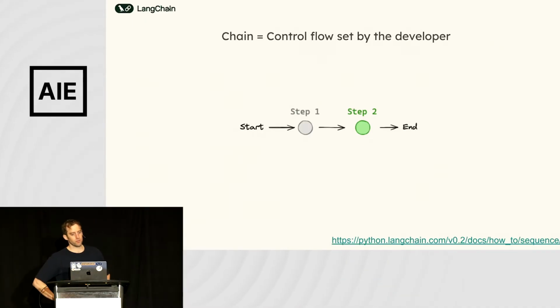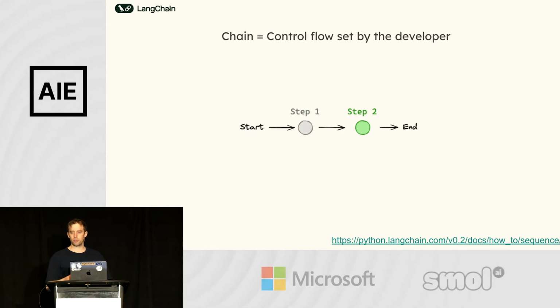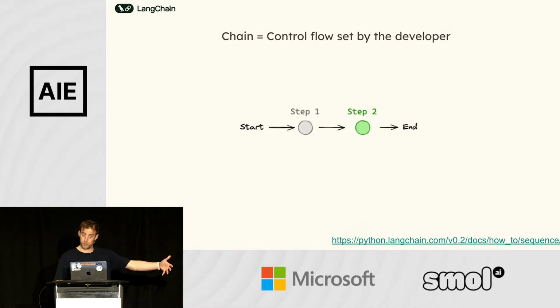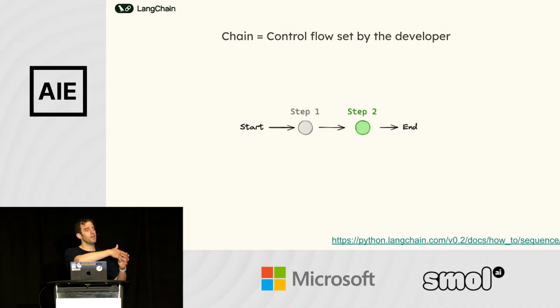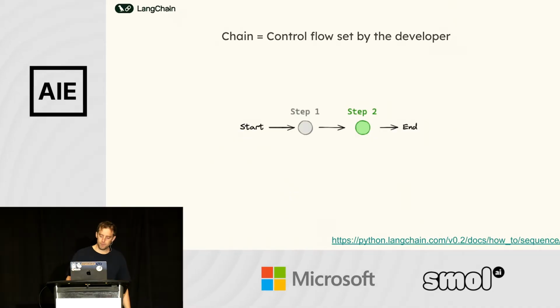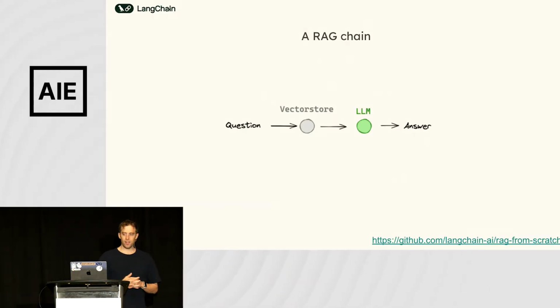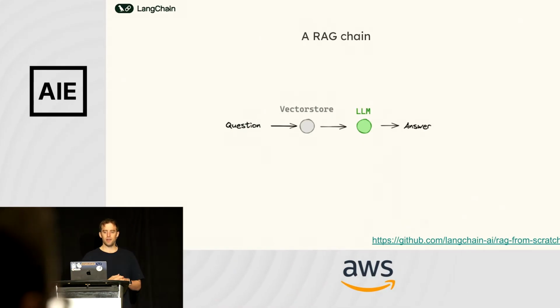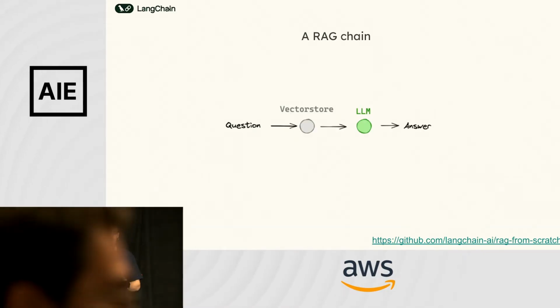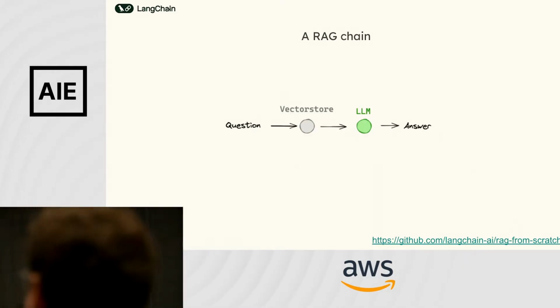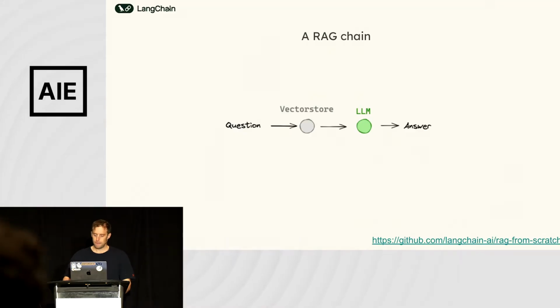LLM applications follow a general control flow of some sort. You start, usually with user input. There's some set of steps, and then you end. And you've heard a lot about chains. When you build applications, oftentimes we talk about this idea of chains. A chain is basically some control flow set by the developer. Again, you start, proceed through some steps, and you end.